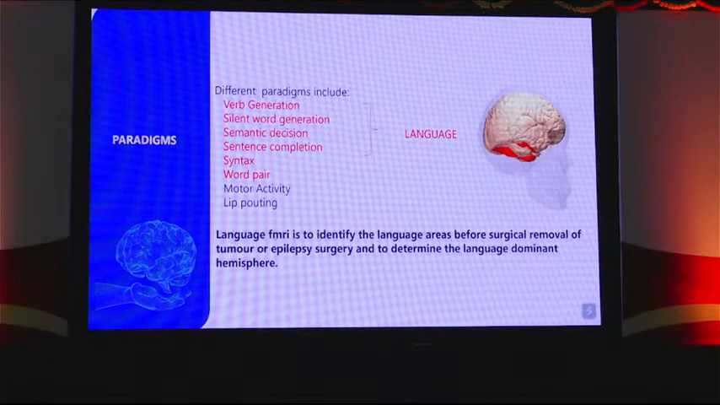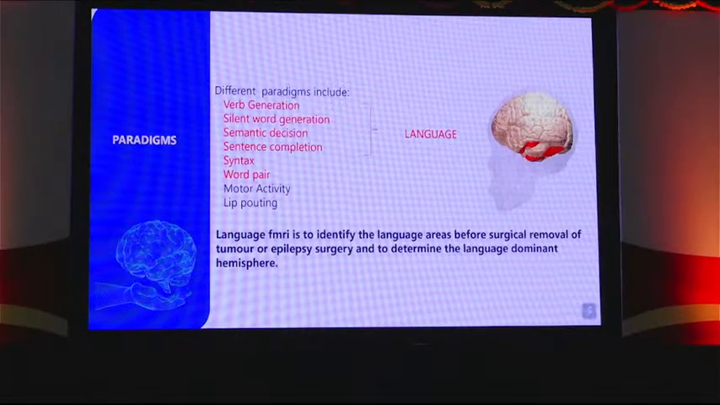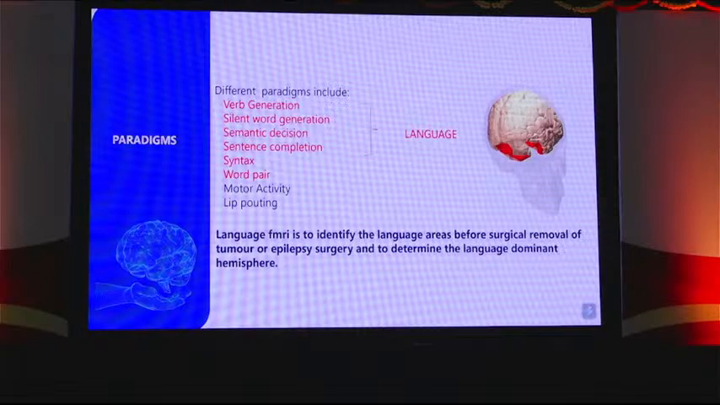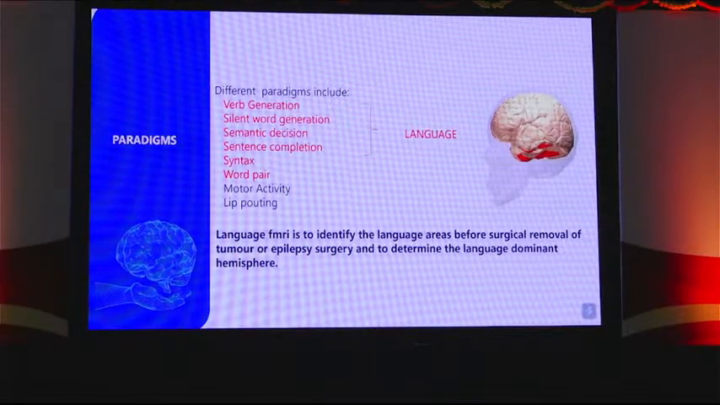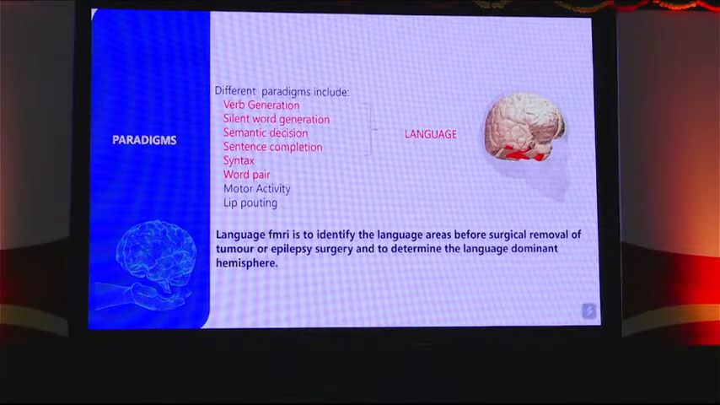If you want to judge something, then we need the help of that particular area. If you want to discriminate between good and bad, then also we need the help of that particular language area. So we use these paradigms to elicit the language areas of the brain.